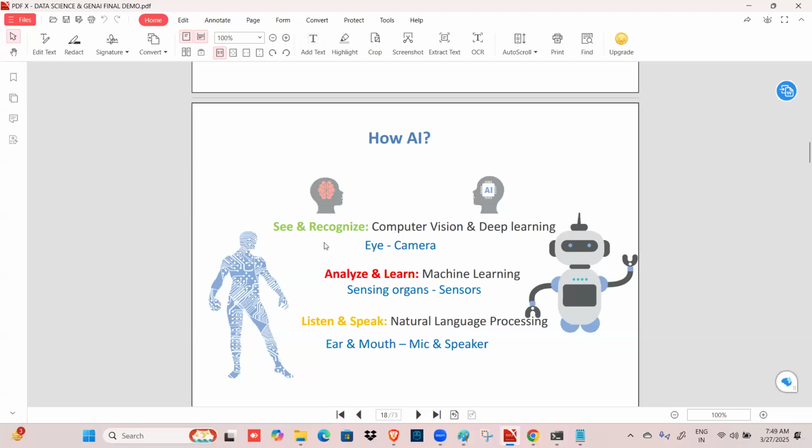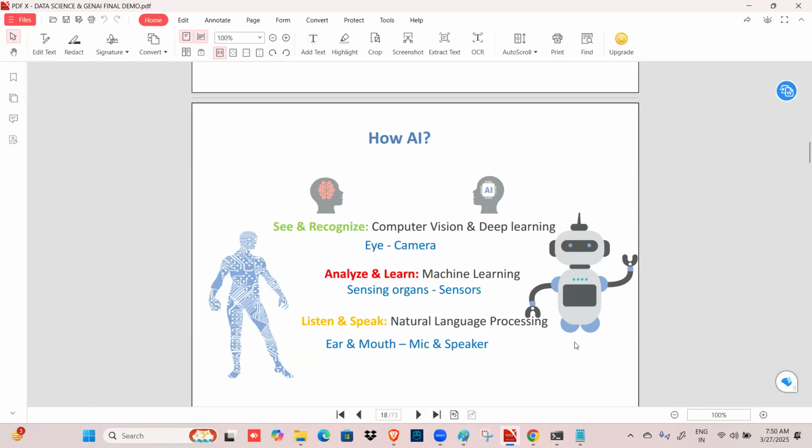And how AI works: see and recognize. As humans, we can see with the eyes. But how do robots see? With the help of computer vision and deep learning, they work as a camera and analyze and learn. We have sensing organs and machines have sensors, and these sensors have machine learning knowledge so that they can sense, recognize, analyze, and then learn, and listen and speak. We have ears and a mouth; we listen and then speak with the mouth. Even these robots behave with the help of a mic and speaker, like natural language processing.